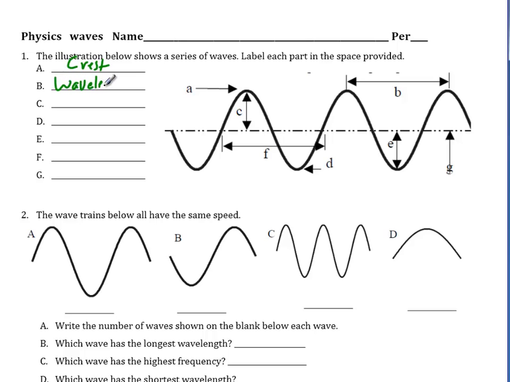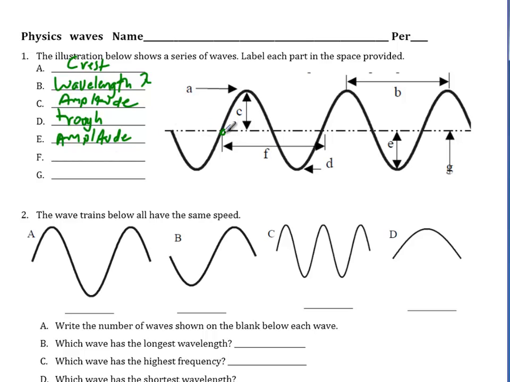And remember, the symbol for a wavelength is the Greek letter lambda, that upside down Y looking thing. C is from the rest position up to a crest, so that's an amplitude. D is the lower part of the wave, the minimum amplitude if you will, so that's a trough. E is also an amplitude. It's from rest to trough. So remember, an amplitude can go either way, it can go above or below.